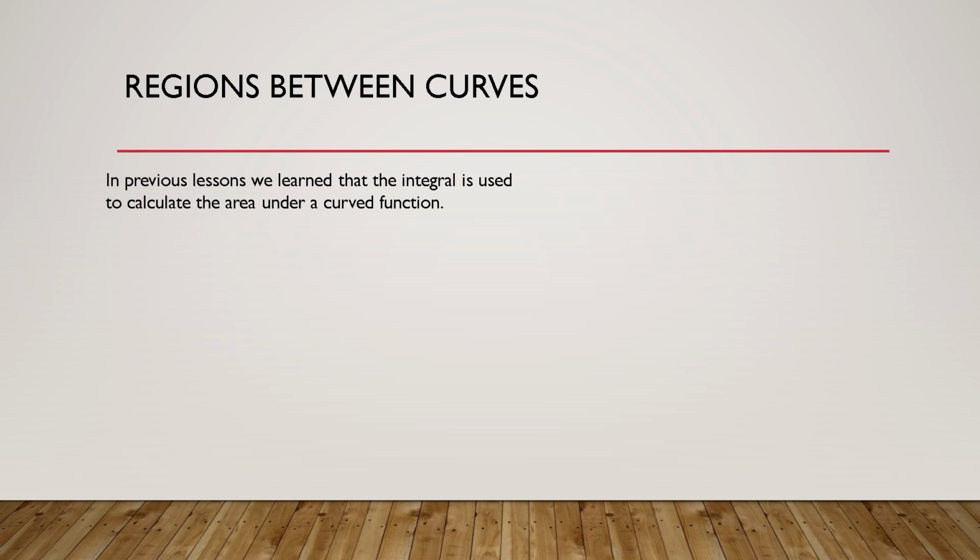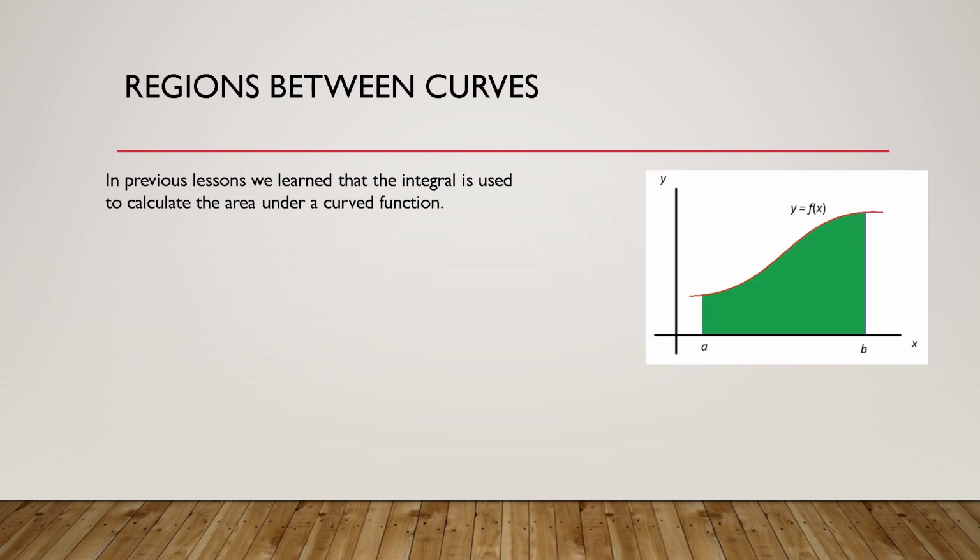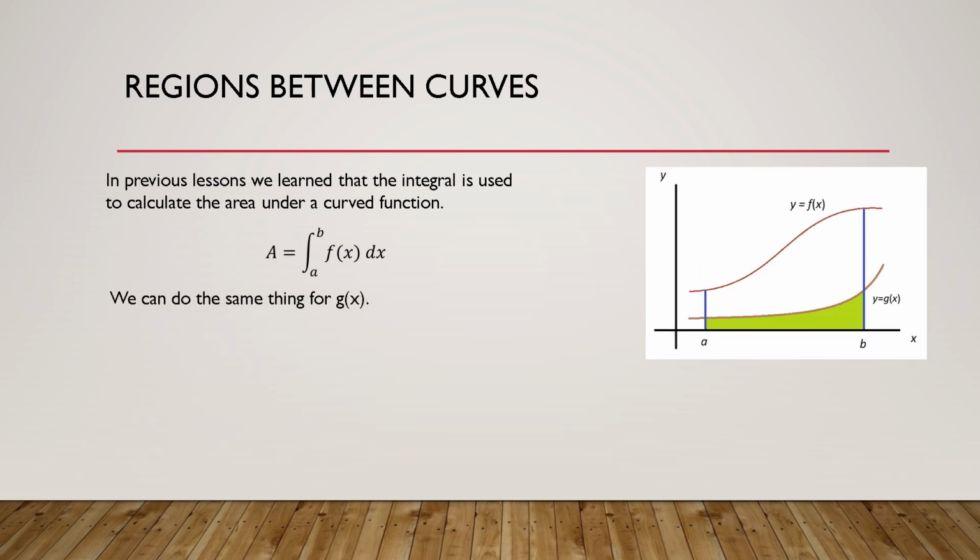In previous lessons, we learned that the integral is used to calculate the area under a curved function. In the graph to the right, area equals the integral from a to b of f of x dx. We can do the same thing if we have a g of x and find the area under this curve in the same way. Area equals the integral from a to b of g of x dx.